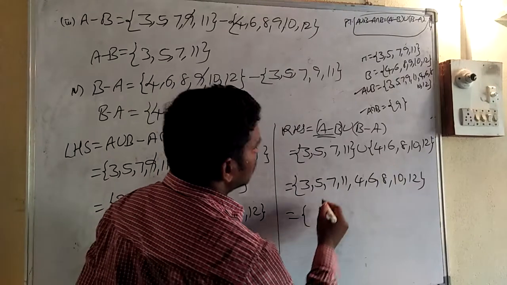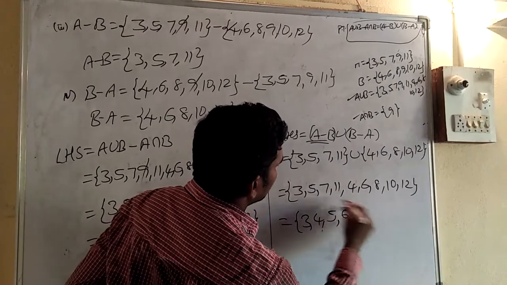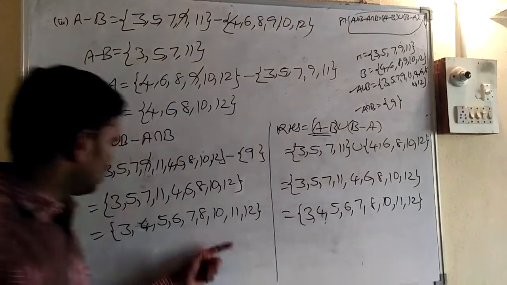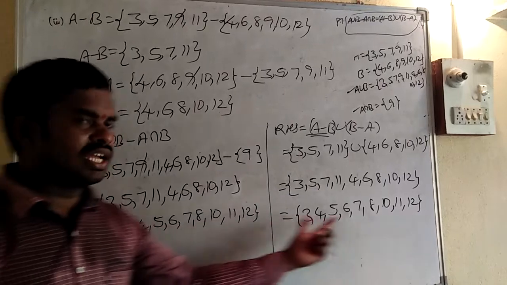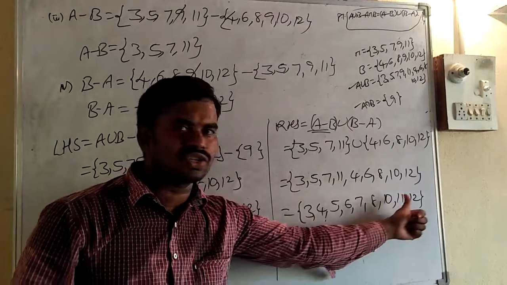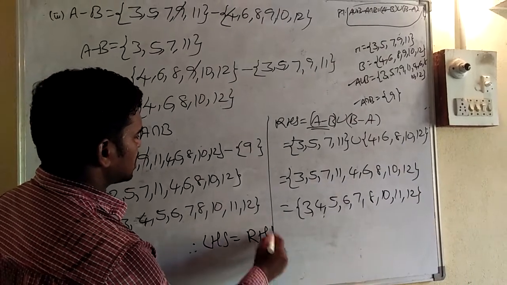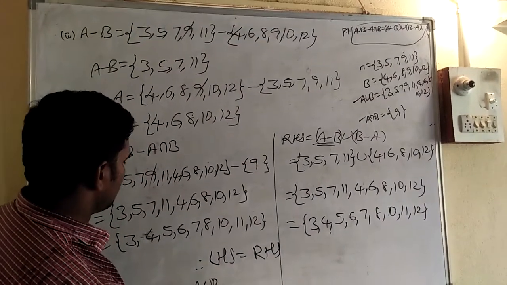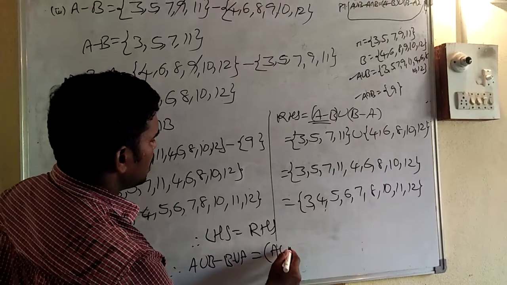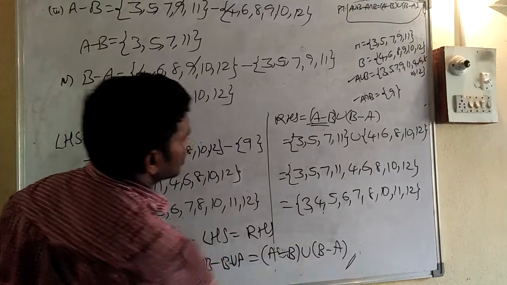Write in ascending order. Which is the smallest? 3 is smallest. Then 4. Then 5, 6, 7, 8, 10, 11, 12. So we got left hand side and right hand side. Observe, are these equal or not? Both same. Yes, we got it. Both are same. Therefore, LHS is equal to RHS. Therefore, A union B minus A intersection B is equal to A minus B union B minus A. This is the solution. Hence proved.